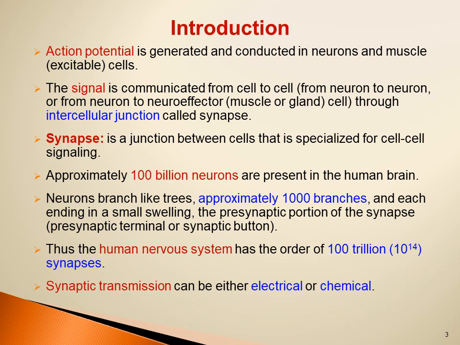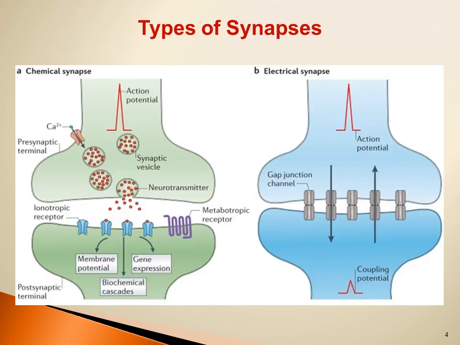Synaptic transmission can be either electrical or chemical. Here we can see the two types of synapses. On the left side of the slide we can see the chemical synapse. On the right side we see the electrical synapse. A chemical synapse is a synapse where the transmission of signal is mediated by chemicals released from vesicles.